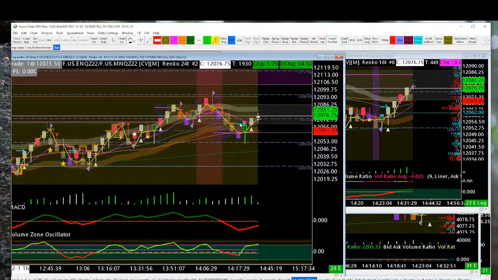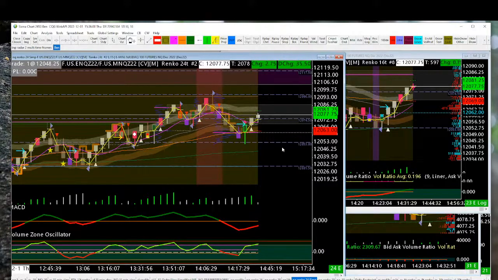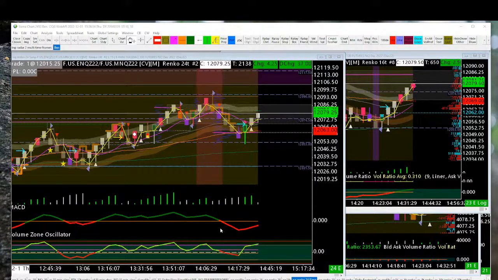So I think the solution is take it anyway. Get your 10 points. Get out. Wait for the short setup. Which is exactly what I intended to do, but I didn't have my DOM ready. That's 11 points it's gotten.